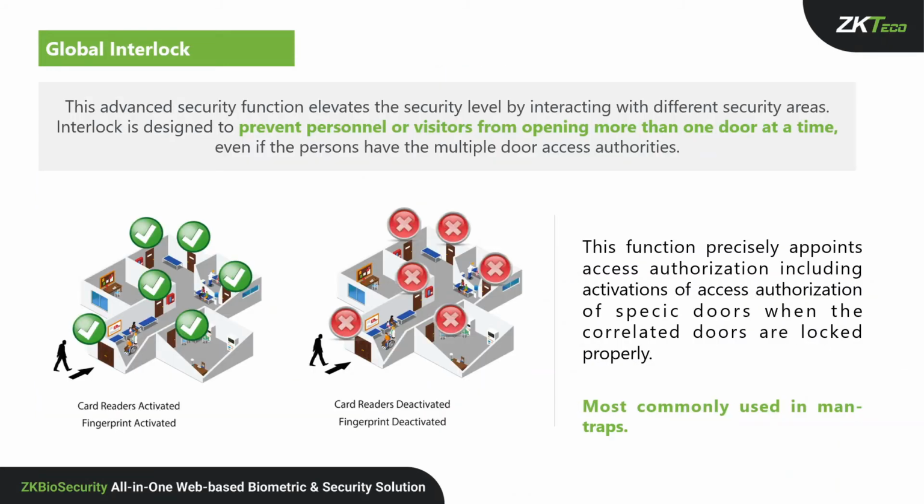Global interlock. As I explained a while ago, this is global. For the interlock, it should be from one door to at least two doors. But for this global interlock, it works across multiple devices, not only one device. And one more thing, the interlock and global interlock will work only for controllers. It will not work for standalone devices.